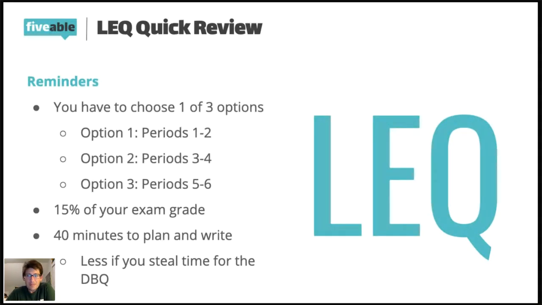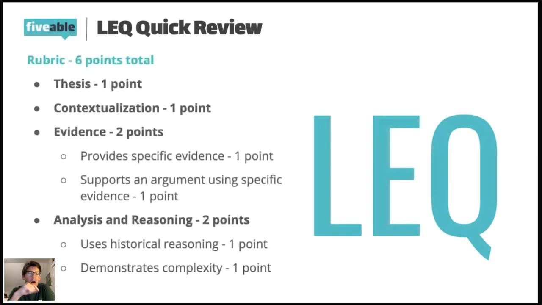So let's take a look at the LEQ rubric. Unlike the DBQ, this is only 6 points. You get a point for a thesis, and that thesis has to respond to the prompt and present an argument, present some sort of historical claim.